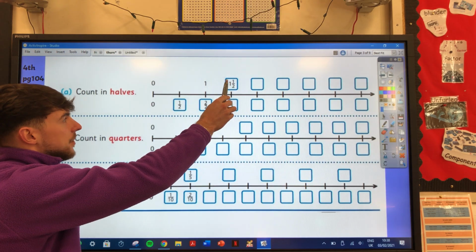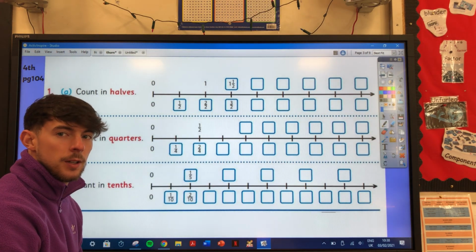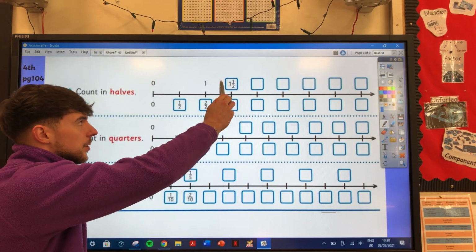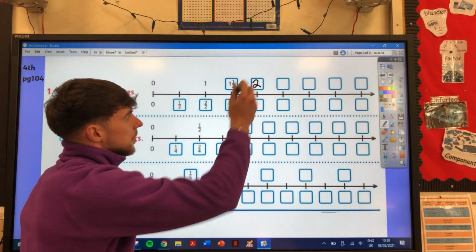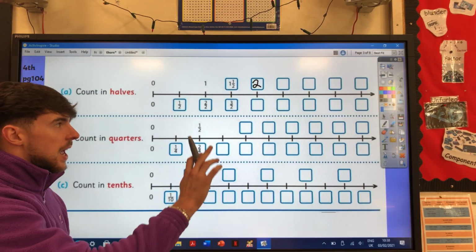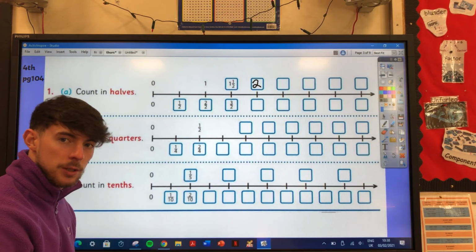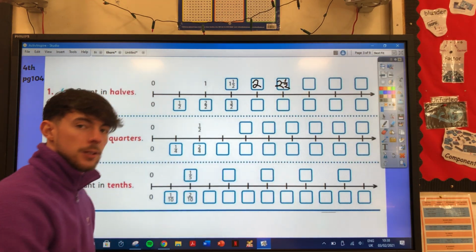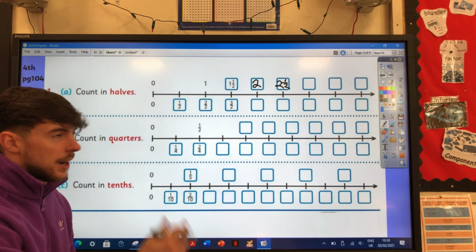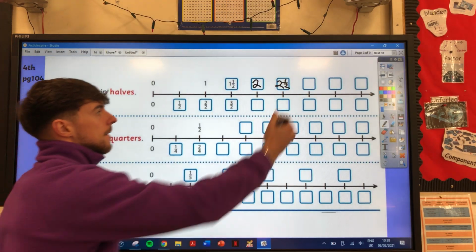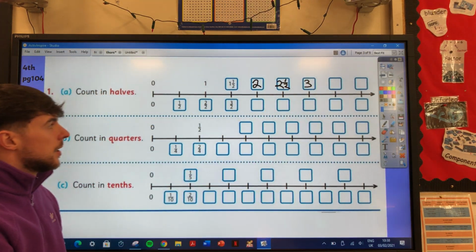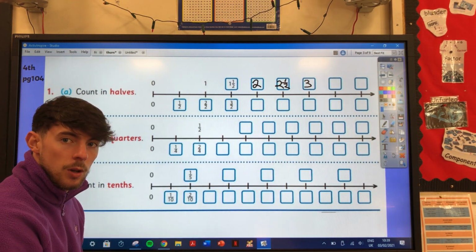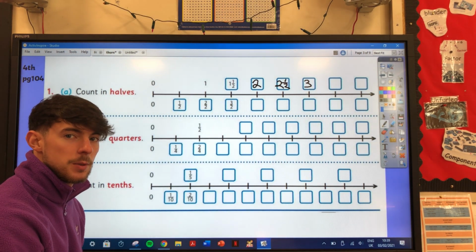So what's going to be after the 1 and 1/2? So we have to add on a half every time. So 1 and 1/2 is going to go up to 2, isn't it? Because we're counting up in halves. Now if we have to add on a half to 2, what do we get? 2 and a half, alright? And then after that we're adding on another half. What do we get? 3. Alright, perfect.